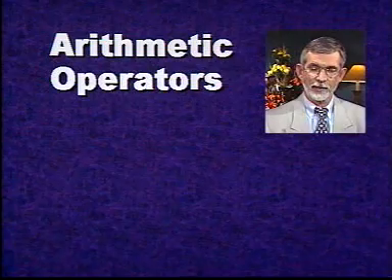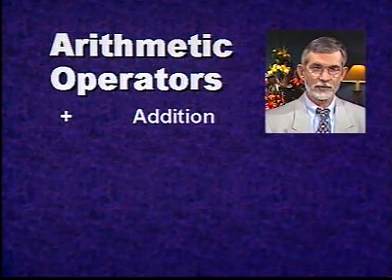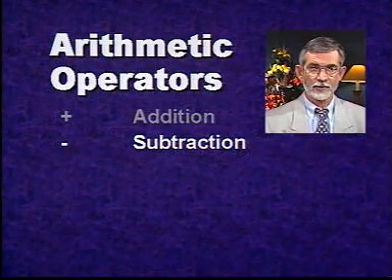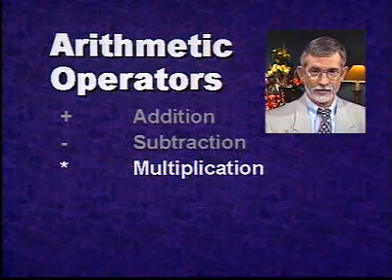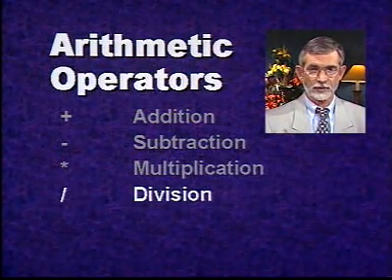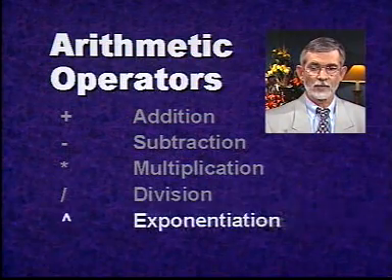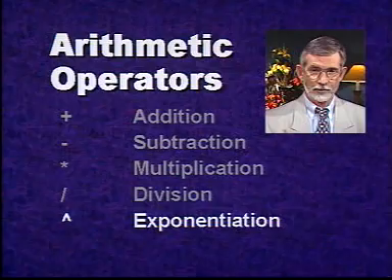Let's now look at the arithmetic operators that can be used in calculations. Of course, we have plus to do addition. We also have the minus sign to do subtractions. When it comes to multiplications, there is no multiply sign as such. We use the asterisk symbol. For division, we use the slash key. And we can also carry out exponentiation, raising numbers to powers using the little caret character.